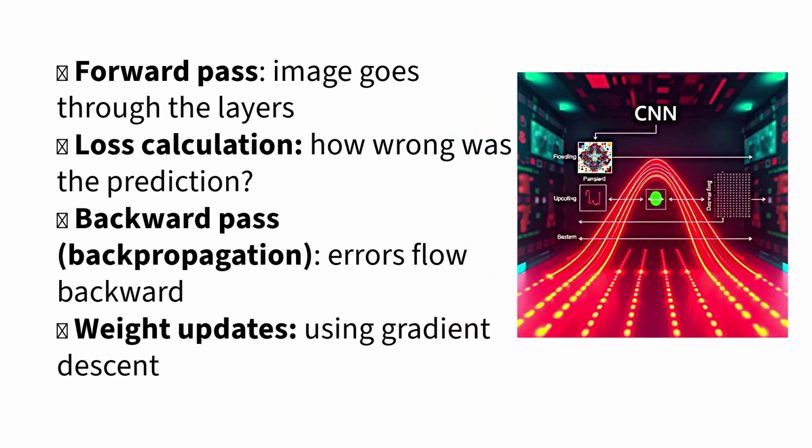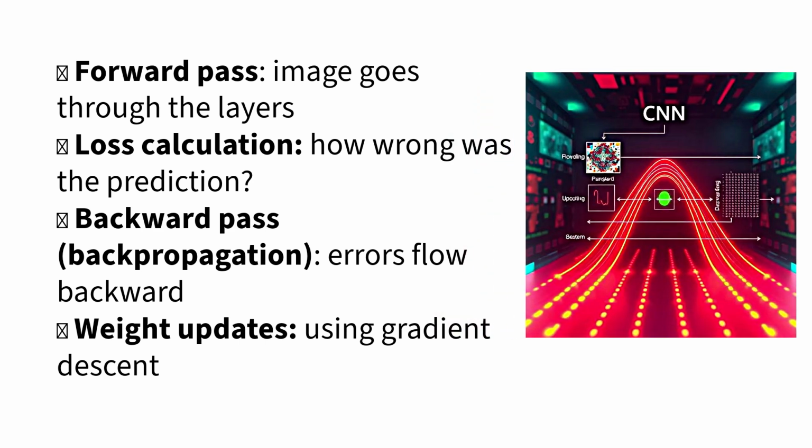Now let's talk about learning. How does a CNN know what to do? Training a CNN involves a forward pass: the image goes through the layers. Loss calculation: how wrong was the prediction? Backward pass, backpropagation: errors flow backward. Weight updates using gradient descent. The CNN adjusts its filter values and weights over many epochs using labeled data. Over time, it gets better and better at recognizing patterns. Think of it as trial and error on steroids across thousands or millions of images.